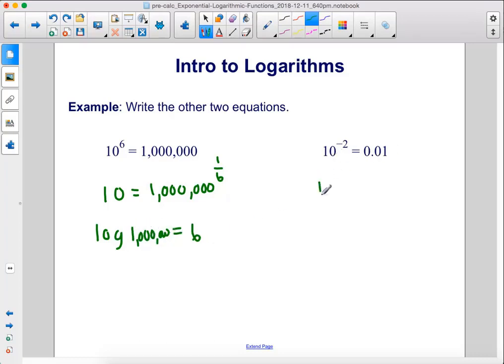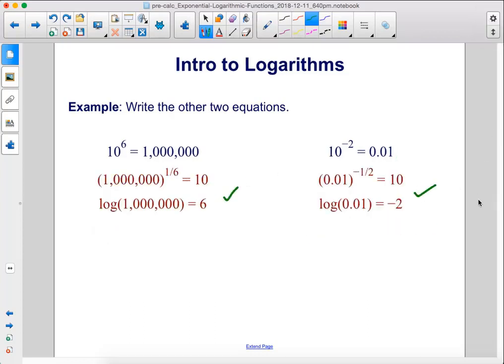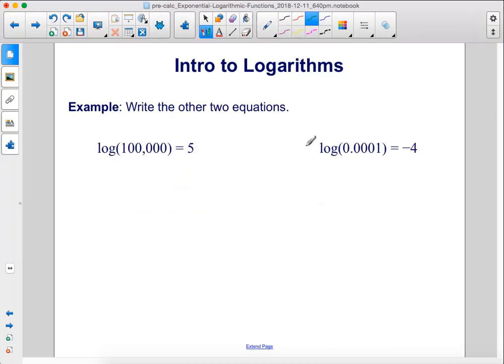Over here we have 10 equals 0.01 to the negative 1/2 power. We just move the exponent over and use the reciprocal. Or we could write log base 10 equal sign. I write the exponent -2, and then I write 0.01 here. So once again, we don't have to include base 10 for this common log. And there we go.